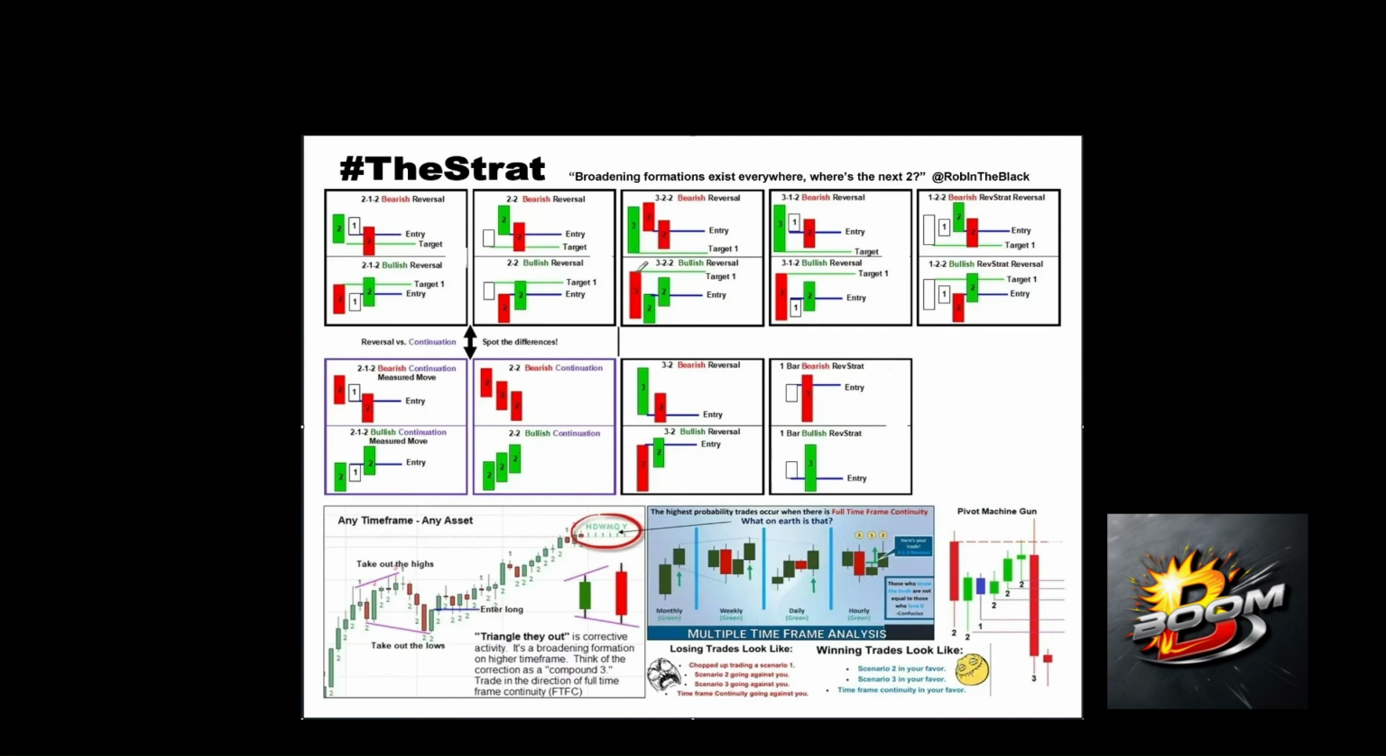Again, same exact thing, just in reverse. We start high to low, create an outside bar. We push down below the 3 bar, fail, close, take out the high of the 3-2, and then boom, continue back the other way. 3-2-2 reversal.